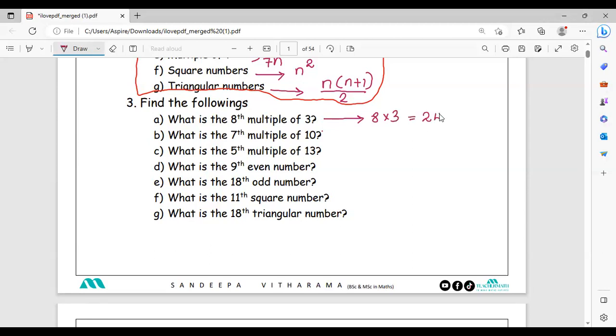24. 7th multiple of 10. What is the answer? 7 into 10. 70. It is 70. What is the 5th multiple of 13? 5 into 13. What is the answer? 65. Yes, the answer is 65. Dasiti, now can you hear me clearly?